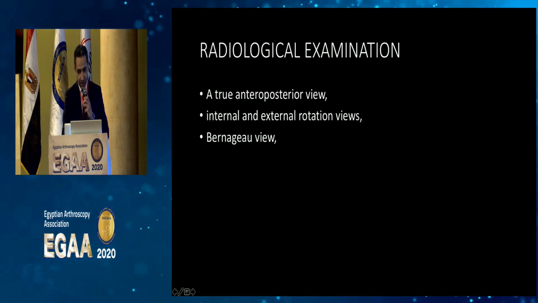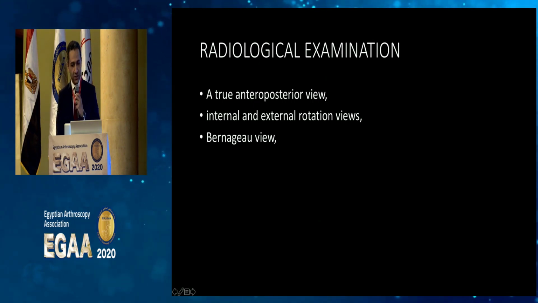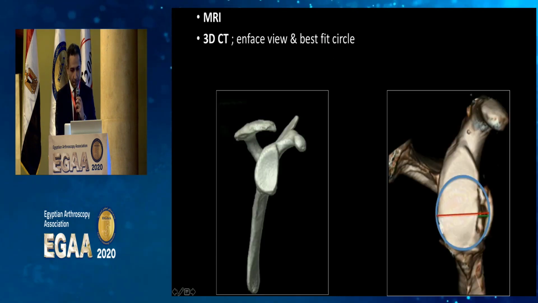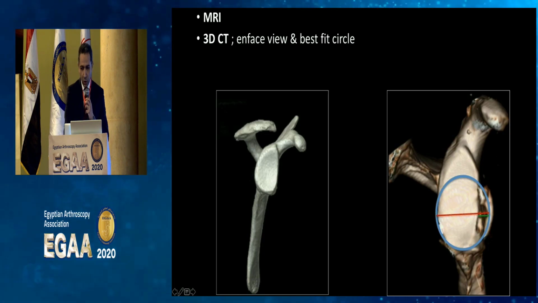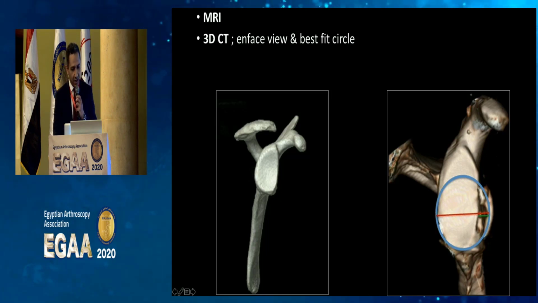To assess the glenoid rim fracture, we have to start with a standard X-ray radiological assessment: a true anteroposterior view in internal rotation and external rotation to view the Hill-Sachs, and a Bernageau view, which shows the glenoid deficiency well. And when bone loss is suspected, either CT or MRI should be considered to accurately quantify the bone loss. 3D CT, as Dr. Khalid said, is mandatory in every assessment.